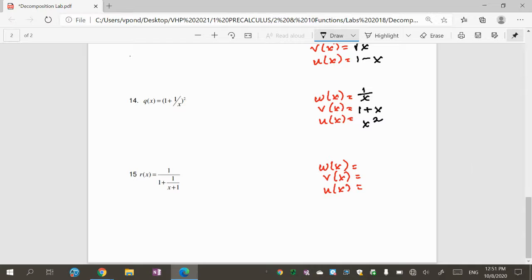And my last one here could be done several different ways, but I could pick x plus 1. My middle would be 1 plus 1 over x. My outside would be 1 over x. Or another way to do that one would say my inside function is 1 over x plus 1. My middle would be 1 plus x. My outside would be 1 over x. Both of those would work equally well.